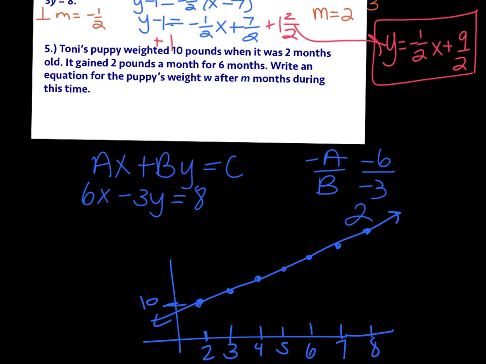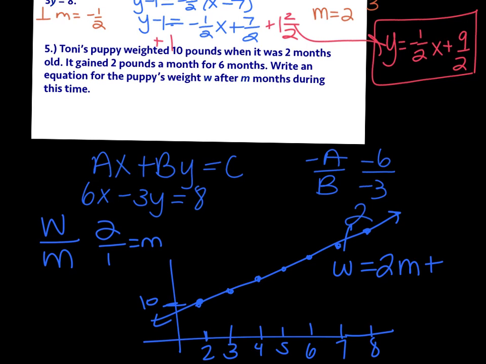But if you think about it, every 1 month, what's happening to his weight? Going up 2. So if we're putting weight over months, then for each 1 month, the weight's going up 2, right? So my change is 2 over 1 every time. What could that represent in an equation? The slope. Okay. So if you wanted to write the equation after m months, then I would say that y, which in this case is my w, equals 2m plus, where did he start at? So if we started at 2 months, he starts at 10, right? Does that make sense?